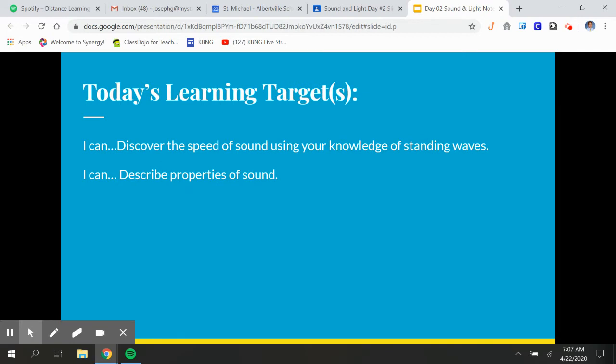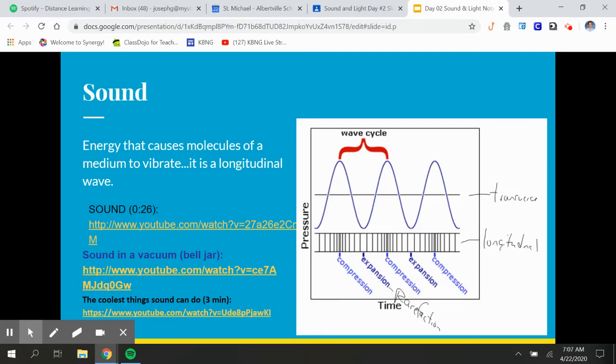So today we're really going to talk about the speed of sound and the properties of sound. If you remember yesterday, we talked about transverse and longitudinal waves. Sound was the longitudinal wave, and that's what we're going to be talking about. Sound is an energy that causes the molecules in a medium to vibrate. Remember, a medium can be any type of solid, liquid, or gas. So anything that has matter can be a medium.